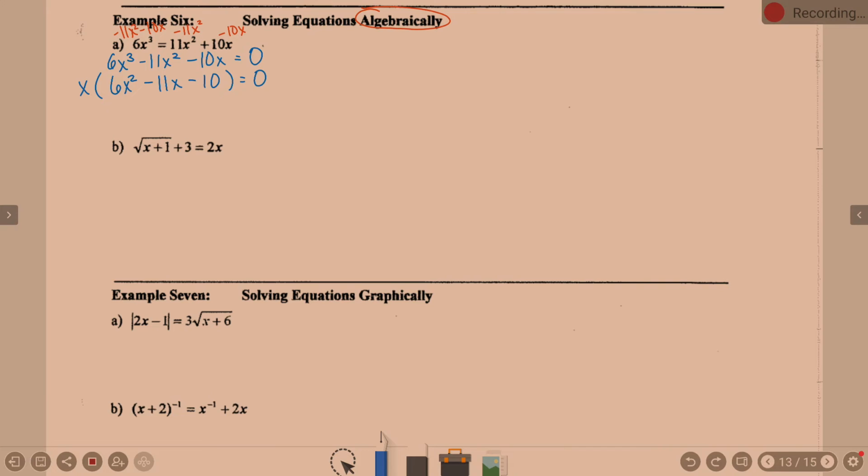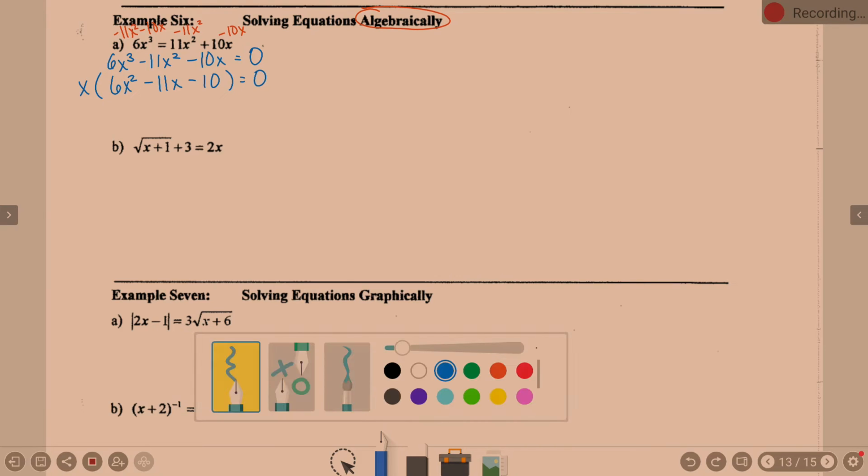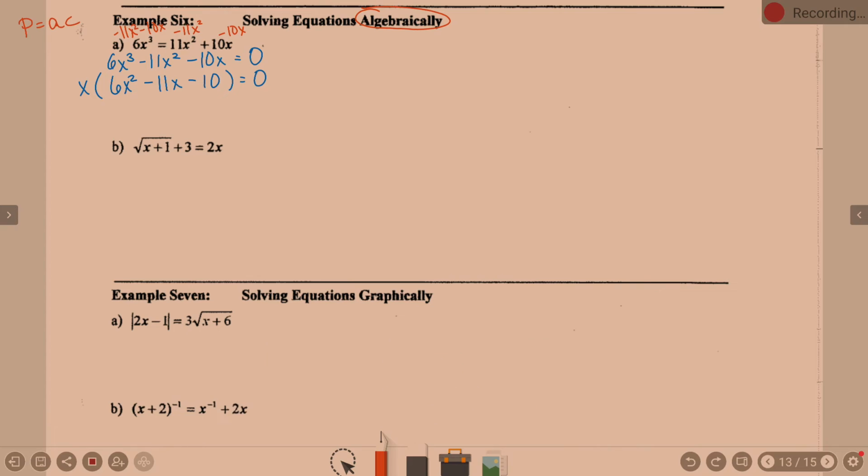And now I'm ready to entertain the idea of product of AC. Because it is an x squared, x, constant setup, and there is a value in front of a. So I'm going to do my product of AC over here. So if it's product of AC, what are A and C? 6 and negative 10. So that's negative 60. And a sum of B, what's B?